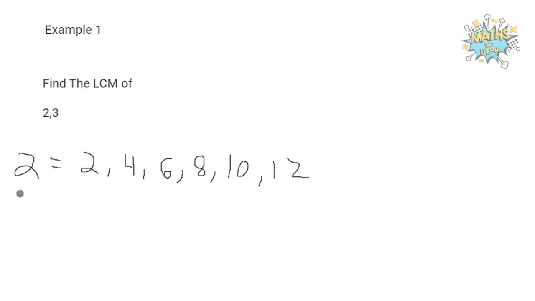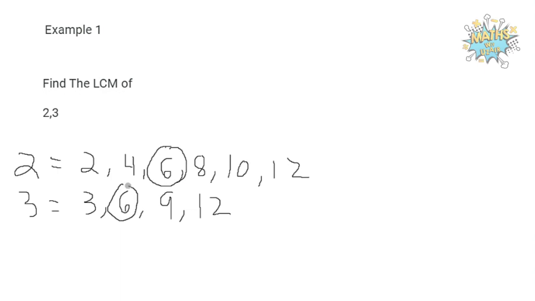Now let's look at the 3 times table. We've got 3 times 1 is 3, 3 times 2 is 6, 3 times 3 is 9, and 3 times 4 is 12. So now we have two numbers which are common in the 2 times table and the 3 times table, which are 6 and 12.